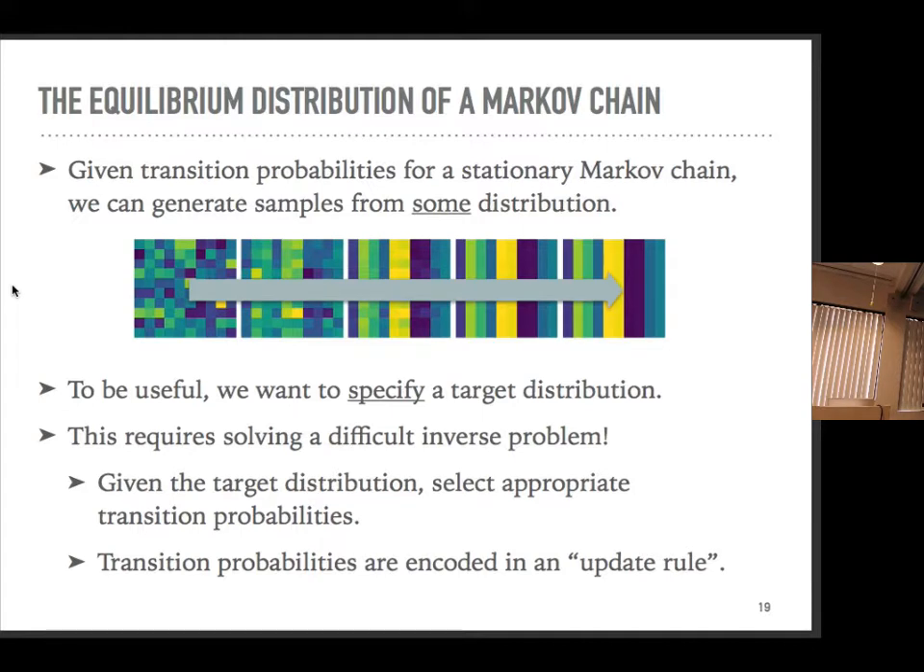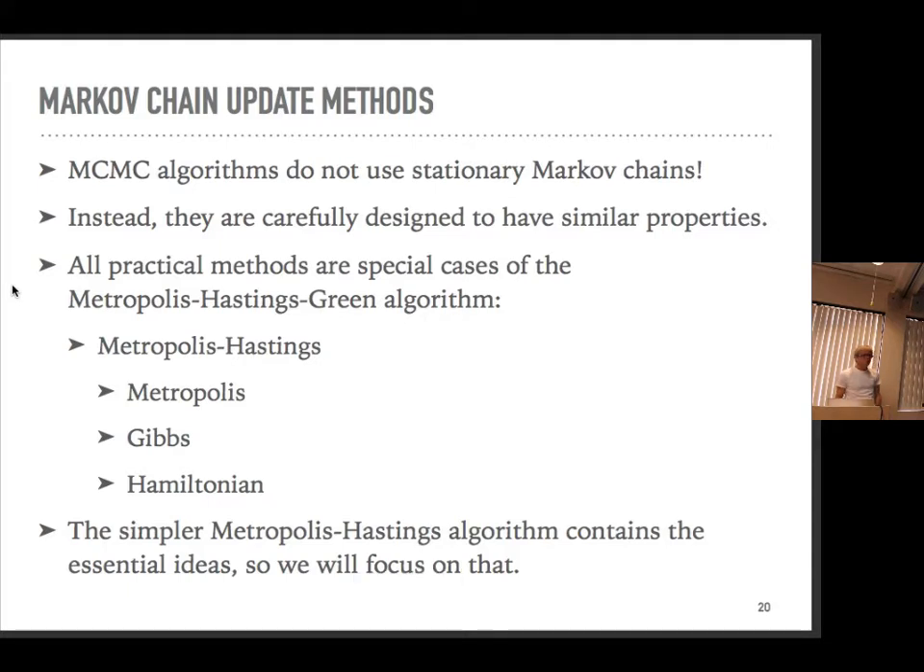But in order to do that, you need to solve a tricky inverse problem. Right? Given the pattern you want over here, you need to know what set of probabilities to start with in order to get that pattern. And so what you want to be able to do then is, you have a target distribution. You want to select the initial probabilities, and in the language of MCMC, we don't talk about transition probabilities. We talk about an update rule, but it's just a way of encoding transition probabilities.